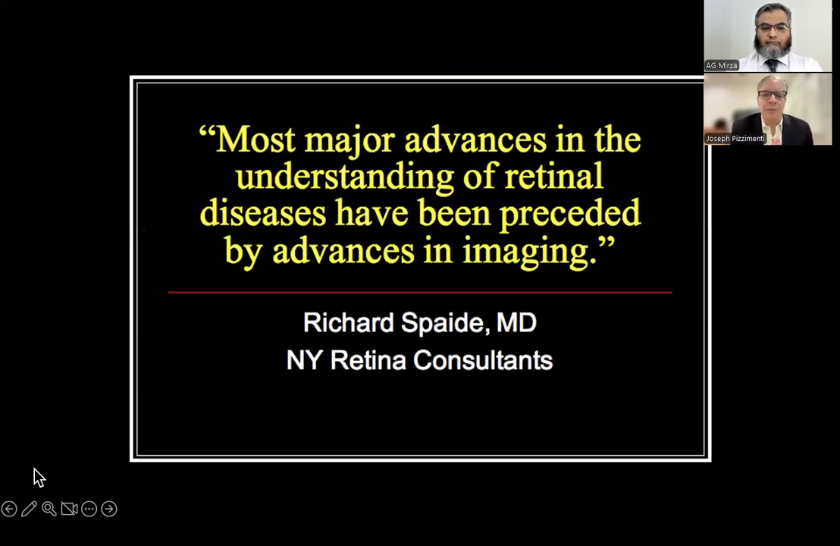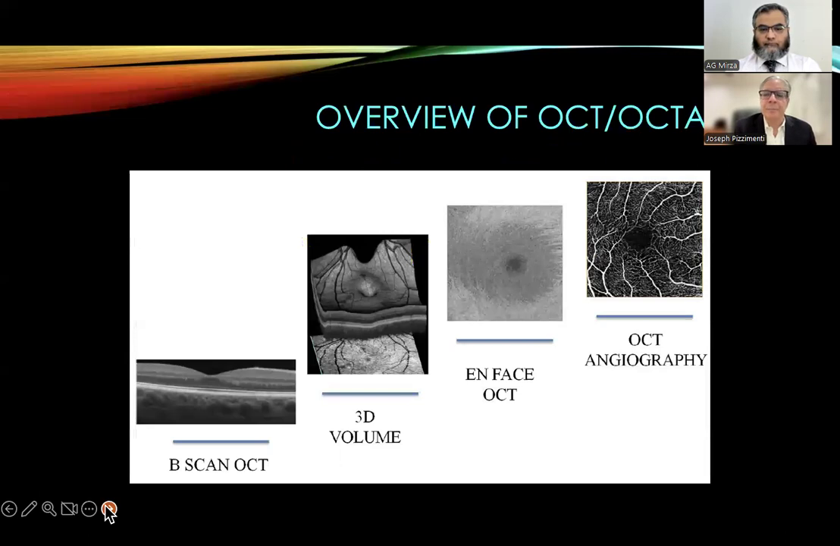I saw this quote from Richard Spade in one of the retina journals. He said that most major advances in the understanding of retinal diseases have been preceded by advances in imaging. And that is so true if we go back to things like fundus photography and fluorescein angiography. The better pictures we are able to take, the more we are able to understand the normal physiology compared to pathologic disease.